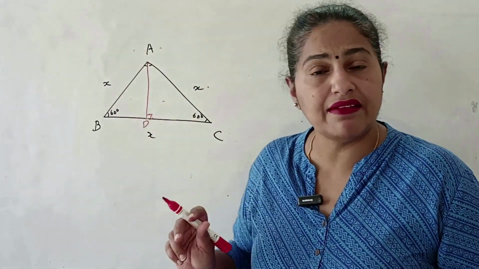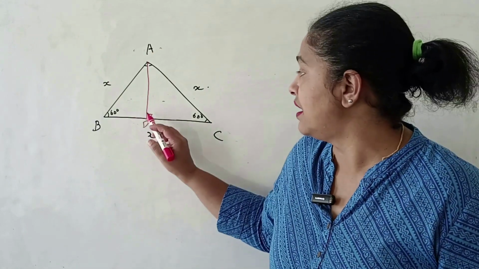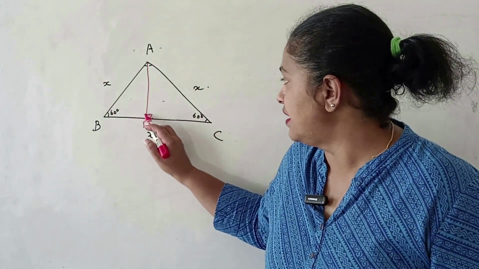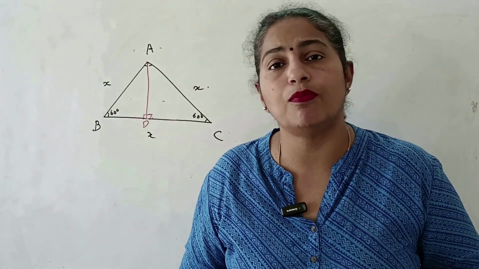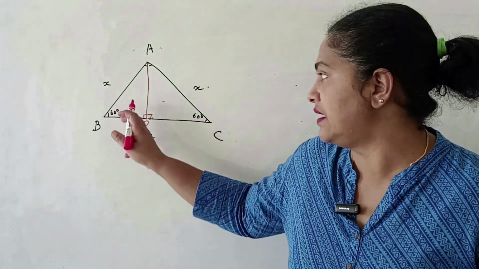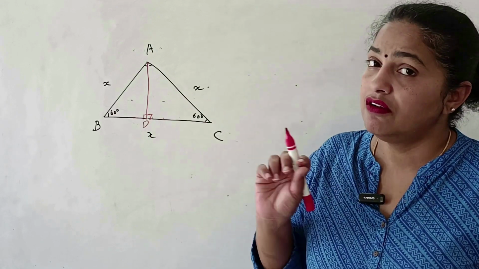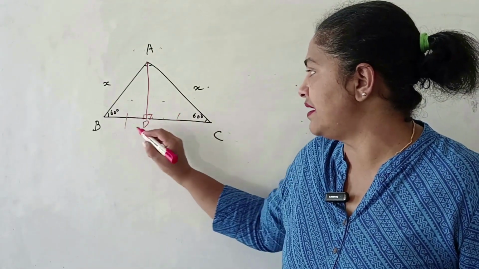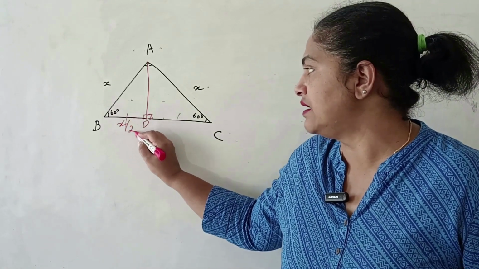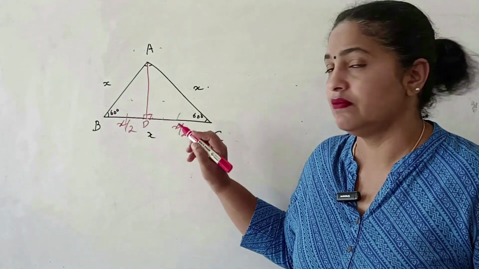AB is equal to AC, both are equal to x, and this is 90 degrees because by construction I am dropping a perpendicular over there. So by RHS congruence I can say that this and this are equal. When those two sides are equal, what can I say about BD and CD? Both are equal and it is divided as x by 2.